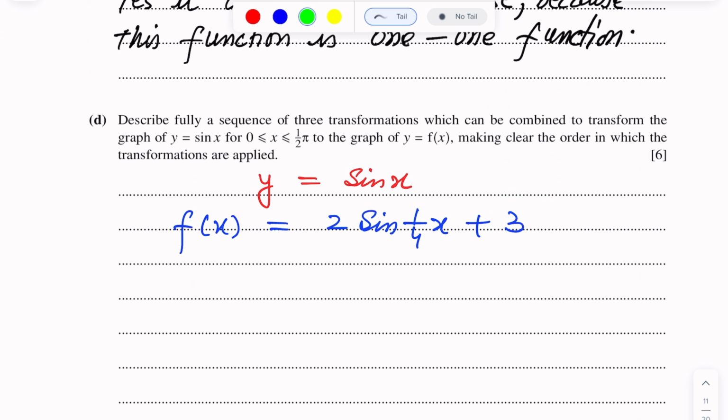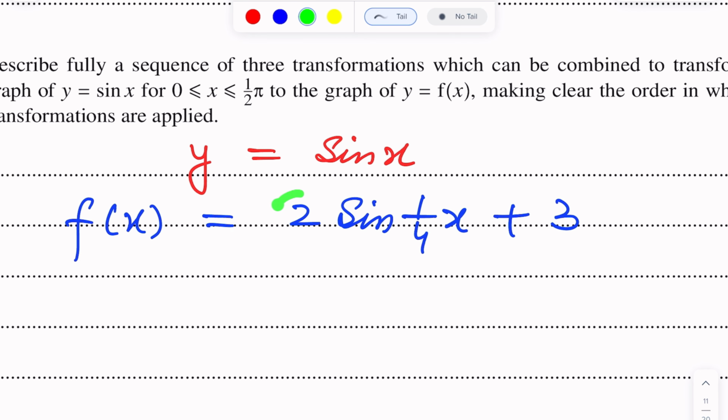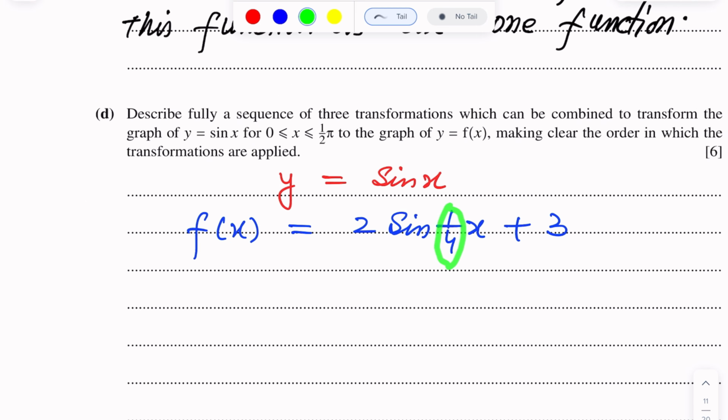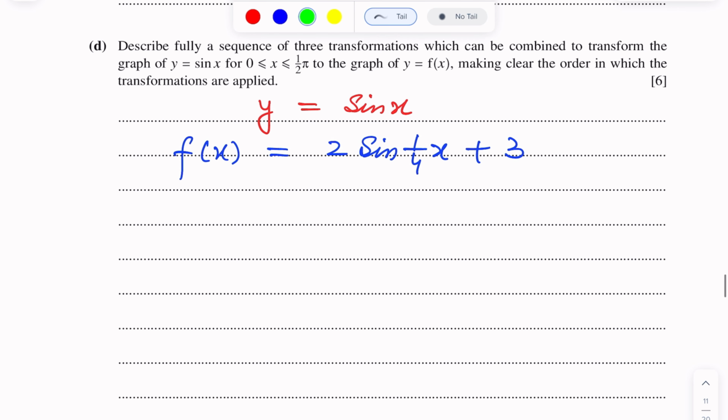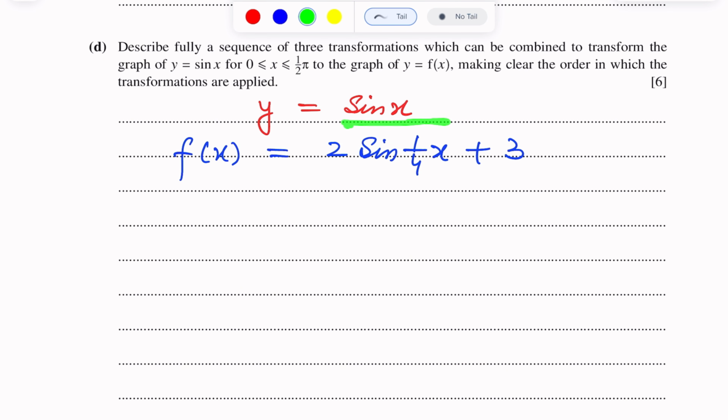Because this 3, the constant value, shows the vertical translation. This 2 shows the vertical stretch, and this 1 over 4 shows the horizontal stretch. 1 over 4 x means horizontal stretching of the above basic graph.